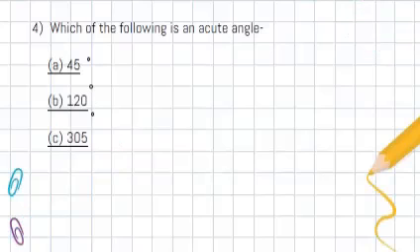Which of the following is an acute angle? Remember that an acute angle is any angle that measures between 0 and 90 degrees. So it's 45, of course. 108, 120 and 305 are obtuse angles.